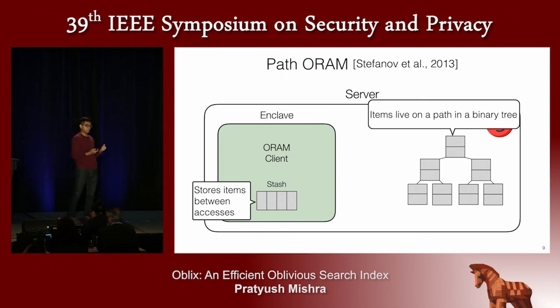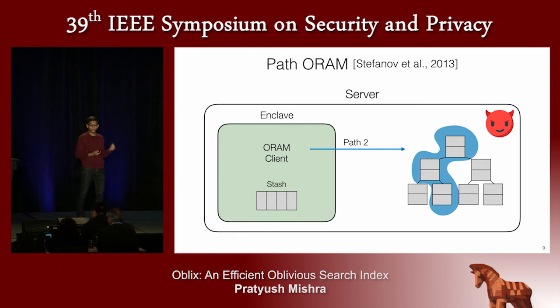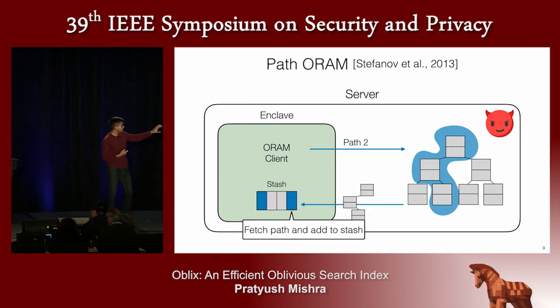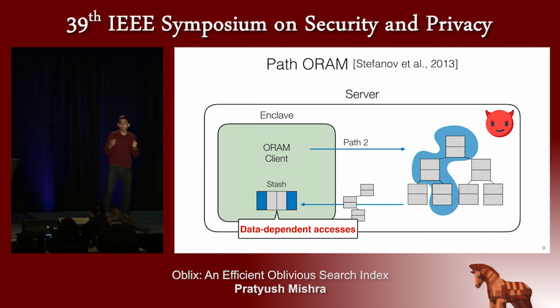OK, so let's see how you can actually read and write items in path ORAM. Let's say we found out that the item that we want lives on path 2. What we do is we fetch path 2 and add it to the stash. This is a data-dependent process because the locations in the stash that we access depend on the contents of the path as well as the item that we're looking at. This gets even worse because now we have to look in the stash to find the item that we want to return to the user. So reads are data dependent. What about writes?